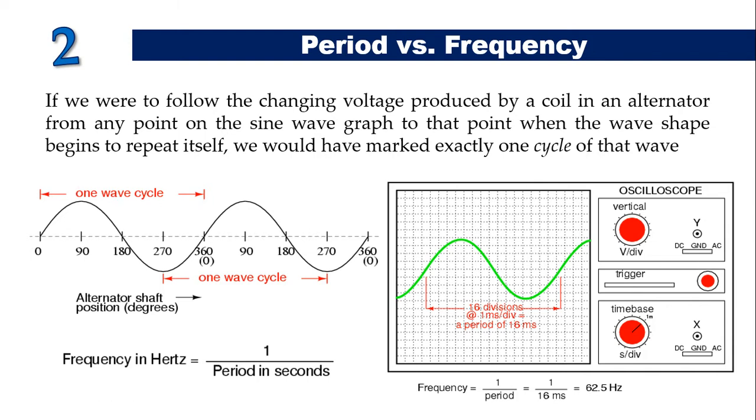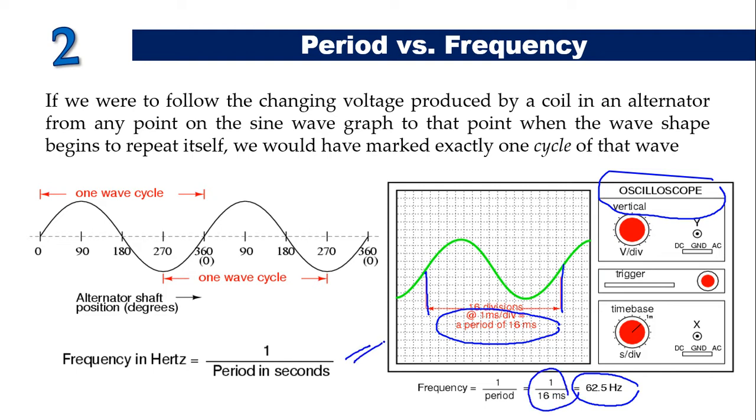Let's say we measured this on an oscilloscope, the device we use to check waveforms in the time domain. If one period is measured at 16 milliseconds, its frequency is 62.5 Hz because we just take the reciprocal of our period. This is our formula for frequency, please remember it. You will always use it.